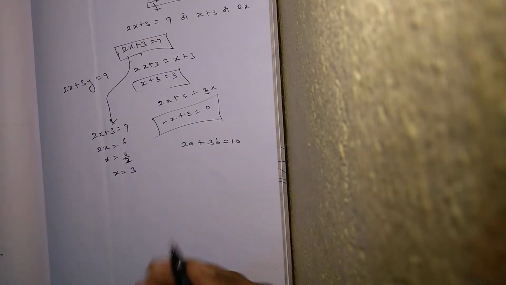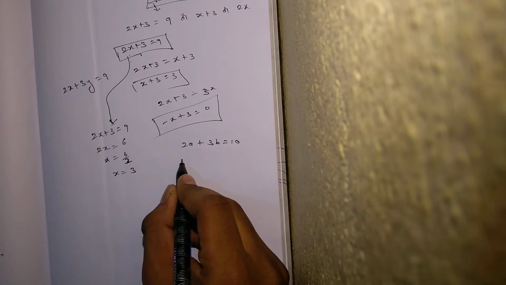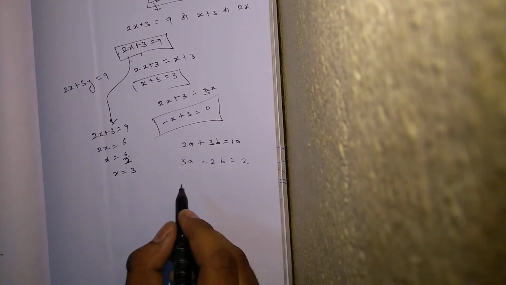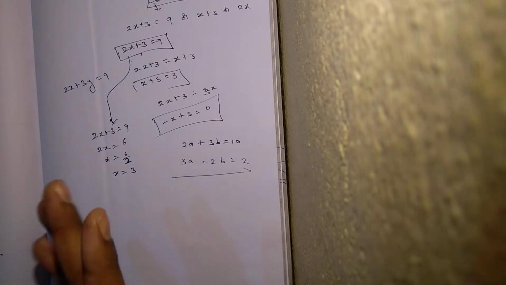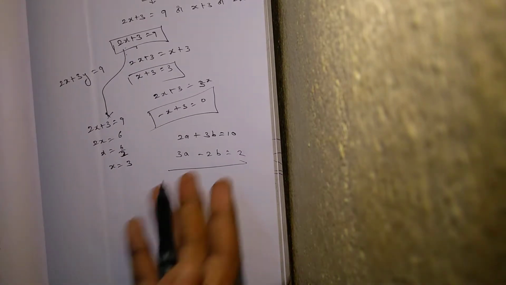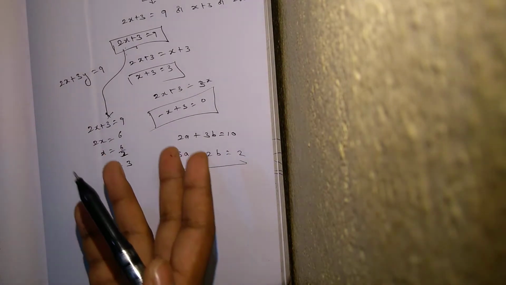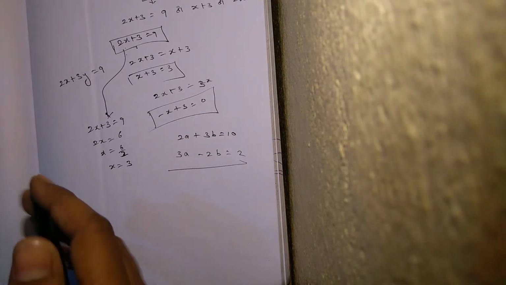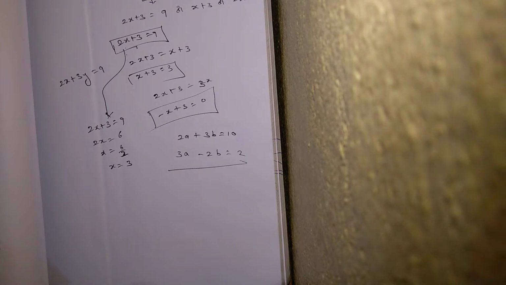And see, let us consider another equation as 3a minus 2b is equal to 2. Then we can find the values of both a and b quite comfortably. How can we find them? From school days we have learned so many techniques to find these a and b values from these equations, right? So what are those? One is the trial and error method, another is the substitution method, and the other is the elimination method, right? We know all these methods.